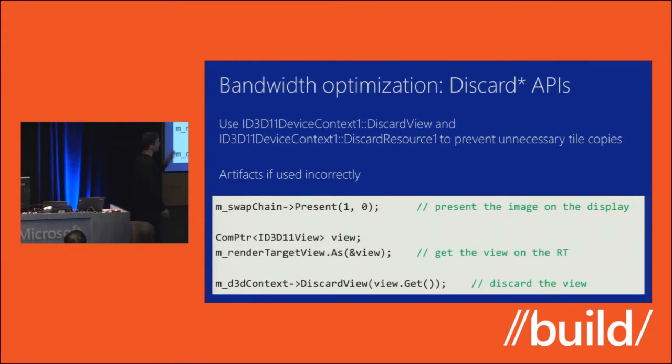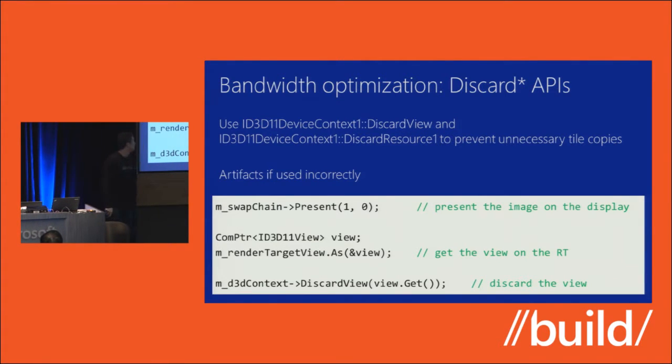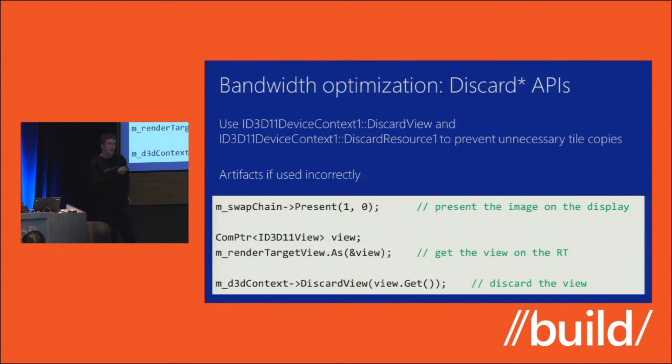Previous slide, this slide, it's all about discard. So we've also added two new APIs in Direct3D 11.1, discard view and discard resource. When we talked about the tile cache, we read in from main memory to the tile cache, render to it, then write out the results. That initial read is actually unnecessary if you're going to touch every single pixel in your rendering. Discard gives the hint to the driver that you're promising to overwrite every single pixel.